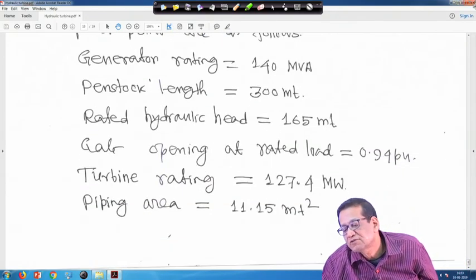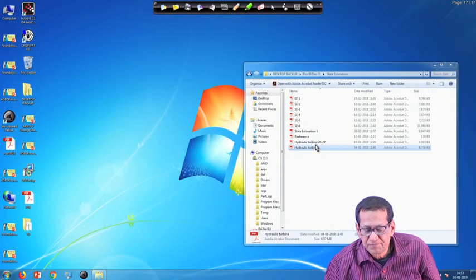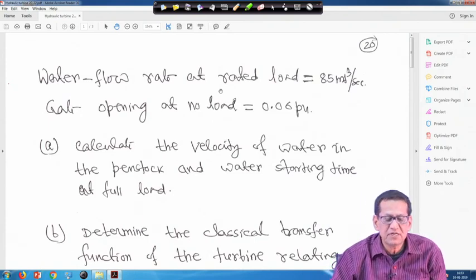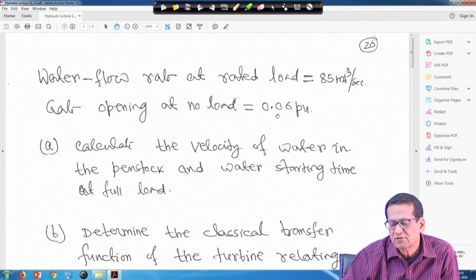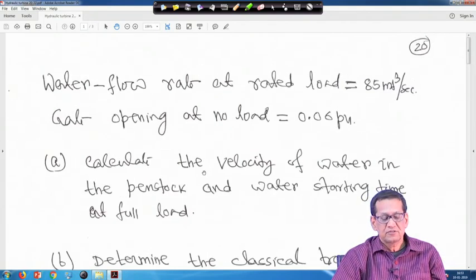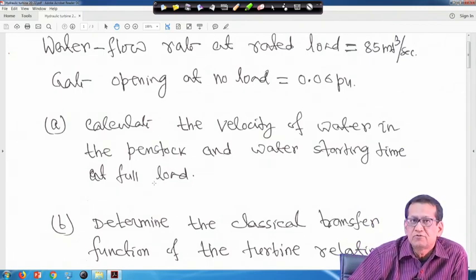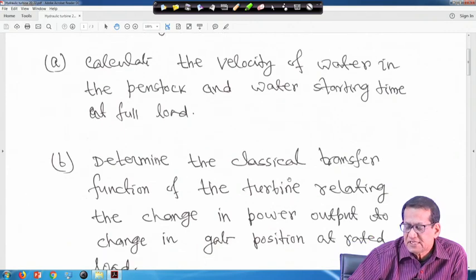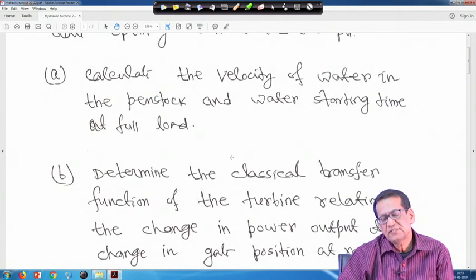So, these are the data. Water flow rate at rated load is 85 meter cube per second. Gate opening at no load is equal to 0.06 per unit. You have to calculate the velocity of water in the penstock and the water starting time at full load. Next, determine the classical transfer function of the turbine relating the change in power output to the change in gate position at rated load. So, these two things we have to find out.